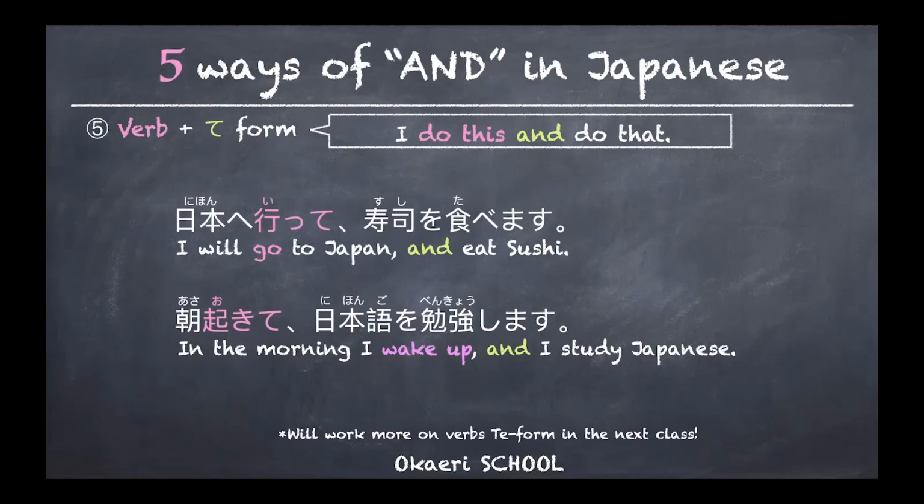In the morning I wake up and I study Japanese. Ooh, sounds good. 朝起きます。That's a masu form. 日本語を勉強します。Two different sentences combined together. 朝起きて日本語を勉強します。Well, this te form in verbs is really, really important, but also really complicated. So we work more on verbs te form in the next class. So this time, we'll focus on the basic 4 ways of saying and.